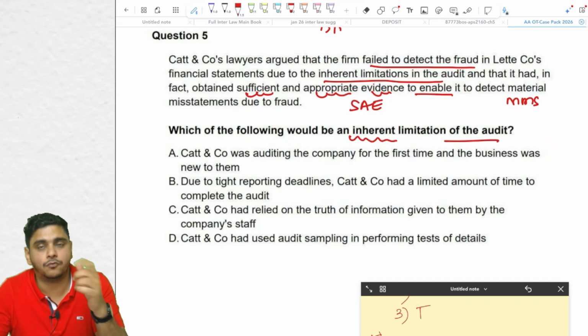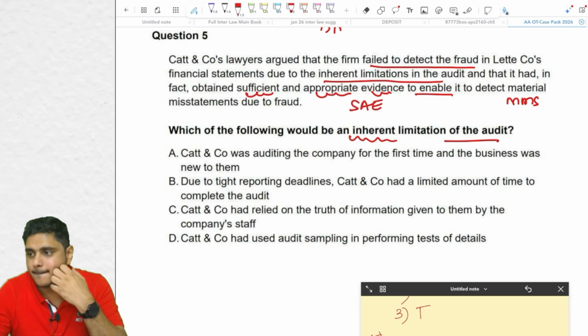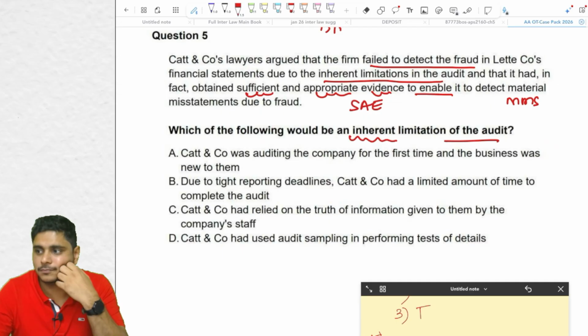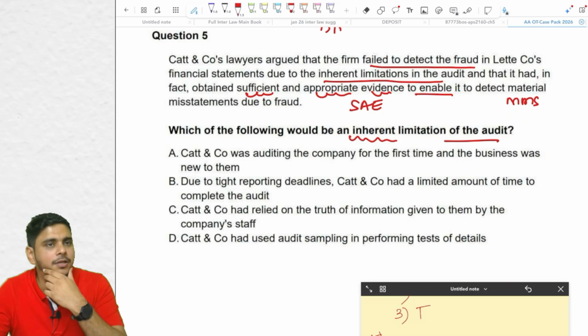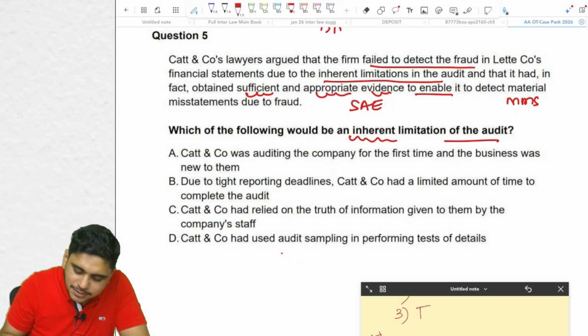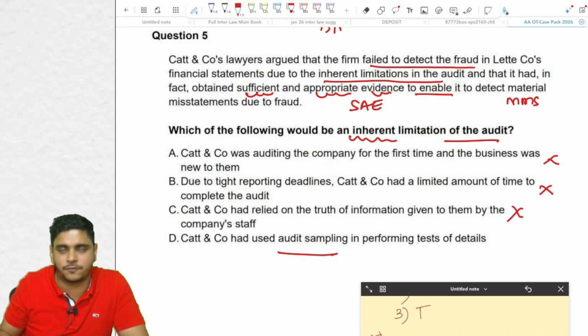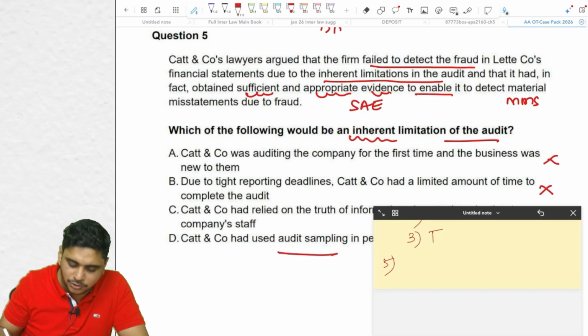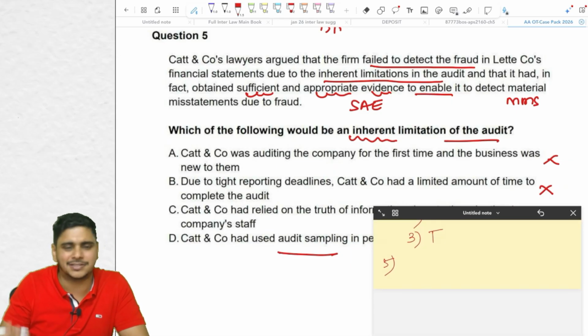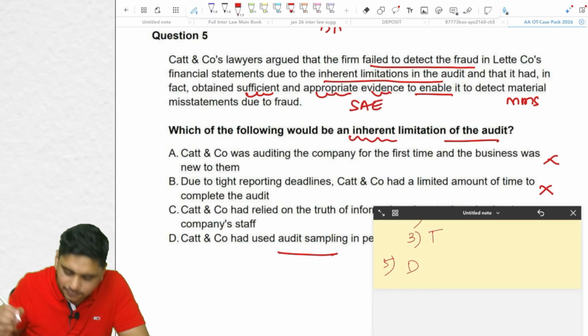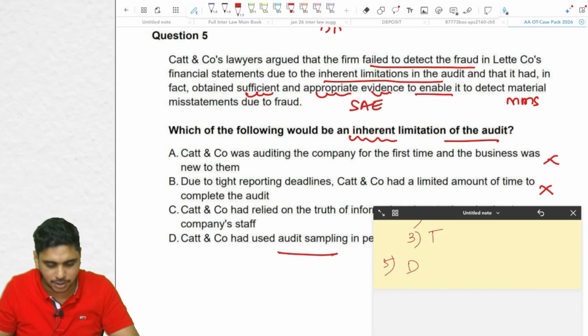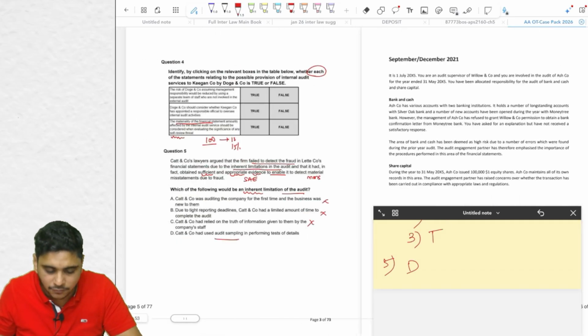Which of the following would be? Tell me. Sir, in an audit you don't check everything, you do it on a sample basis. This is a nonsense reason. This is also nonsense. We don't rely on the information, correct? We have to perform procedures. So ideally, you have done sampling. Sampling is a part of audit. It's an inherent limitation. The answer is D. So we have done 1 to 5.